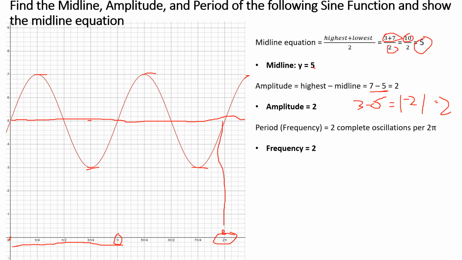Right here, here's 2 pi, one complete circle, and if I go from here, it starts over right here at pi. And then there's another one, goes all the way up and all the way down, and then back again, where it goes right here at 2 pi. So there's 2 complete oscillations where it goes back to the original position within this sine wave.